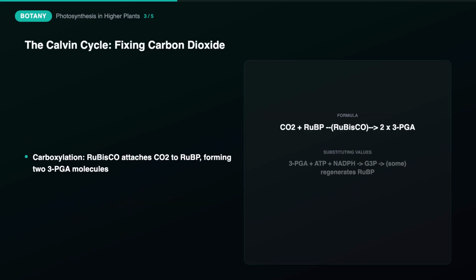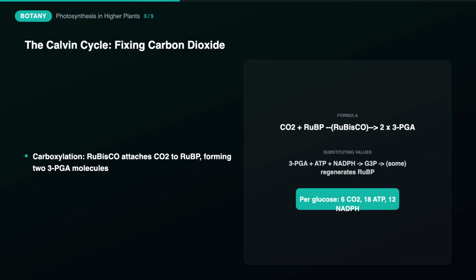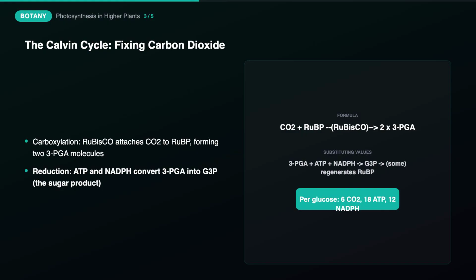The Calvin cycle uses the ATP and NADPH from the light reactions to convert carbon dioxide into sugar, and it happens in three phases. In the carboxylation phase, the enzyme Rubisco, the most abundant enzyme on Earth, attaches a molecule of CO2 to a 5-carbon acceptor called RuBP, forming an unstable 6-carbon compound that immediately splits into two molecules of a 3-carbon compound called 3-phosphoglyceric acid, or 3-PGA.